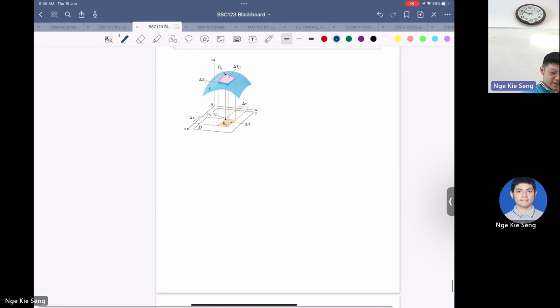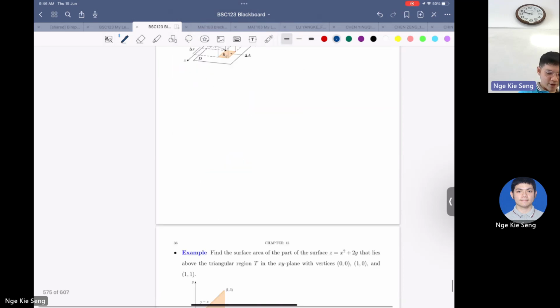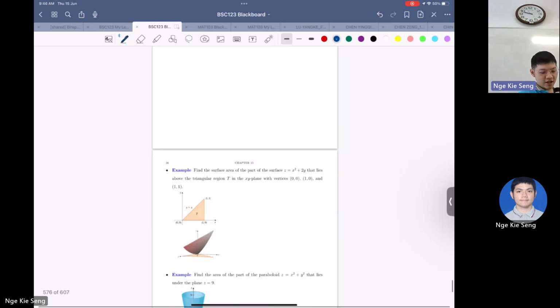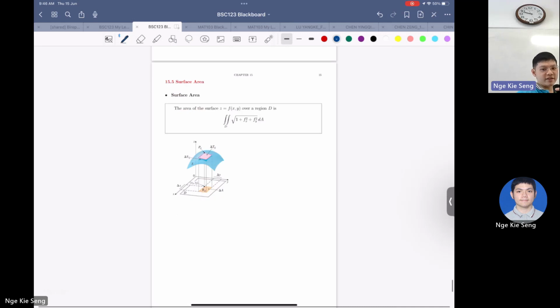Okay. This surface area, we come back next week. But I want to talk about this box first. I want to talk about triple integral first. Maybe we don't do exercise, but we talk about the idea first. Surface area we will do next time, but we do box first. So we introduce box first, and then next time we'll come back to this area thing.